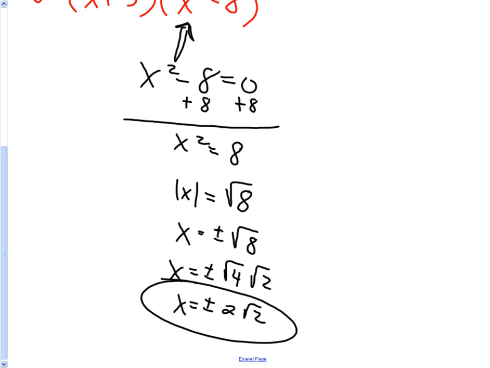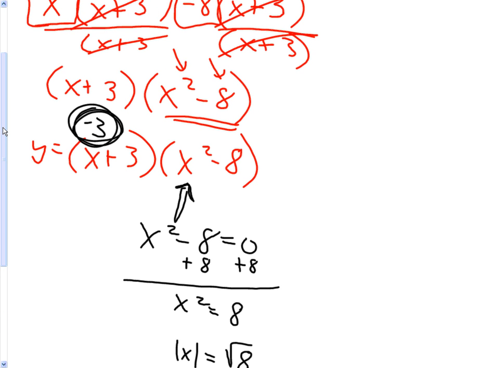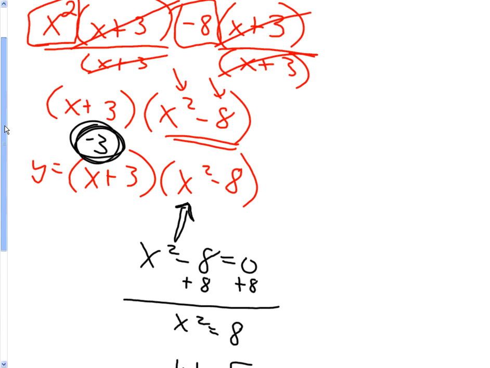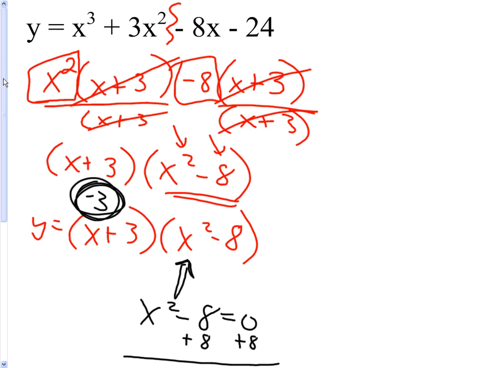All right. So those are the 2 harder roots to find. The easier one is right here. And so I have 3 roots, which matches up with this 3 right here. It all comes together in perfect harmony.